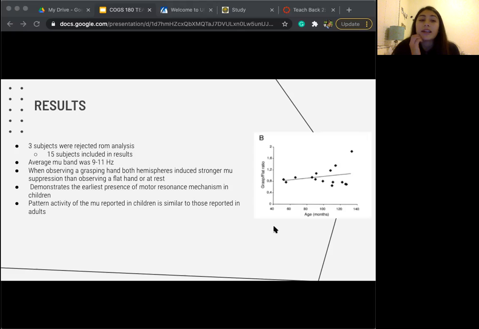And so this graph I provided here is just showing the lack of correlation between MU rhythm modulation and age of participants during passive observation and hand movements. So as you can see, they typically have this system of mirror neurons quite early on, and it isn't the type to progressively develop with age. We have this mirror neuron system, and we use it at this age, this 4.5 to 11-year age range that they studied.